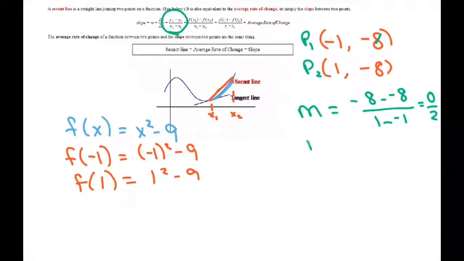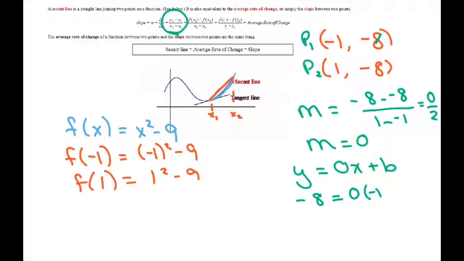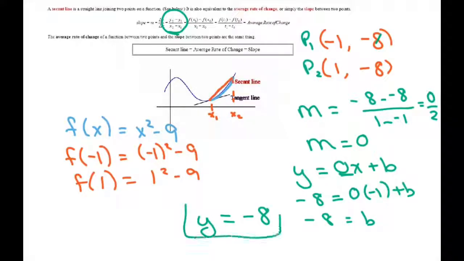So our slope equals 0, and then we write y equals 0x plus b. Plug in one of the points, and you get -8 equals 0 times -1 plus b. So -8 equals b. So our equation of our secant line is y equals -8, because we have the 0 there. It's a constant. So it's going to be a horizontal line. Now we can try to graph this.